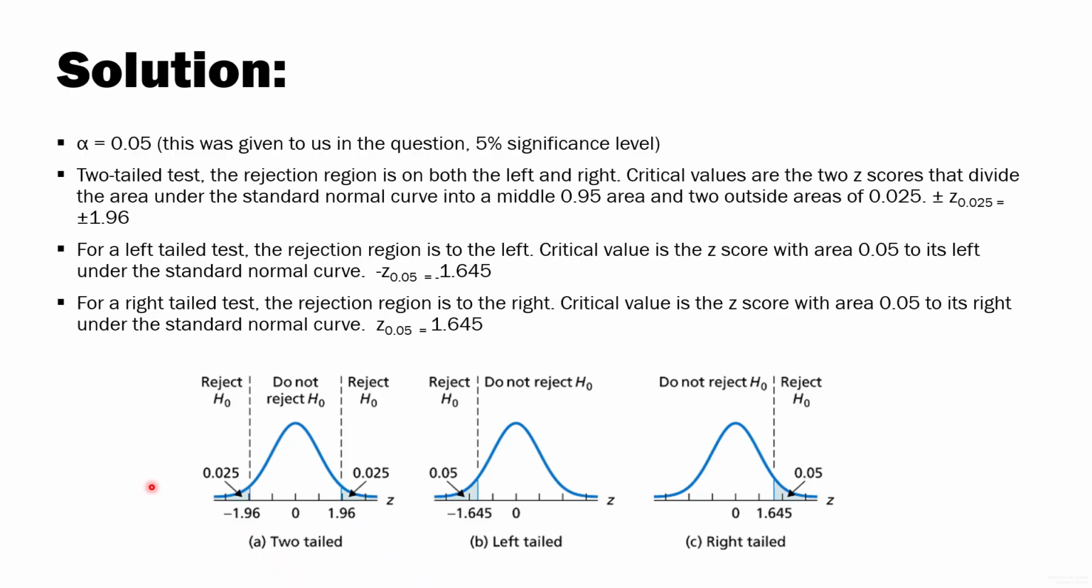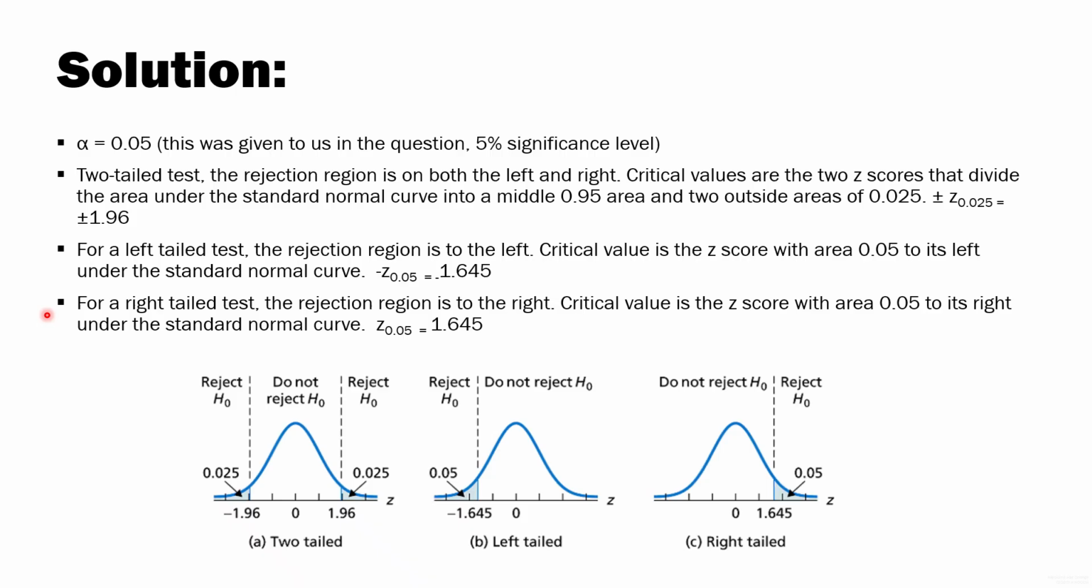So this is going to be plus or minus z 0.025. Now this is where you're going to want to go and grab your table too. So it's going to be important that you have these tables available for you, ready to go.